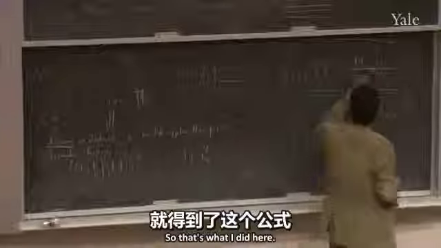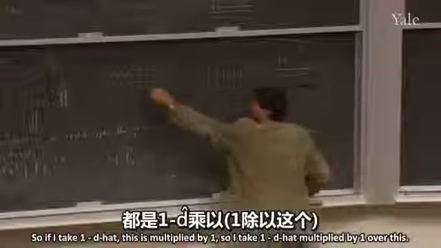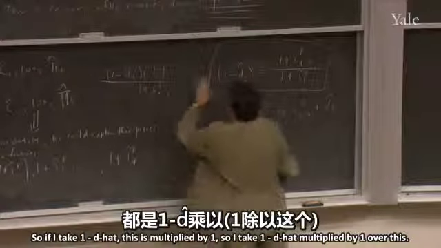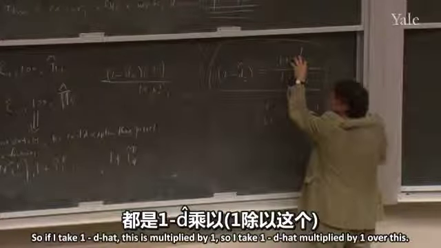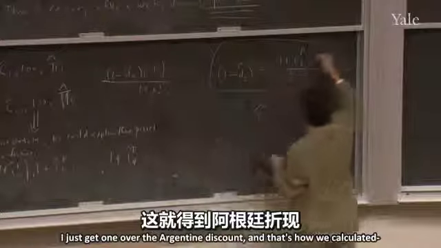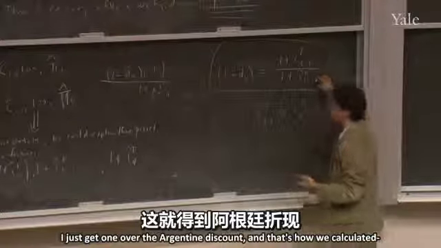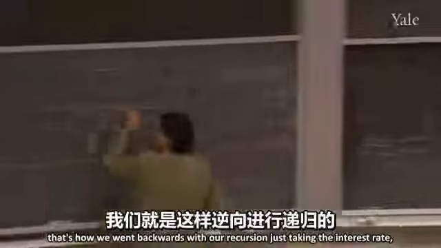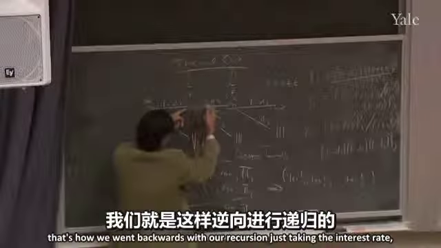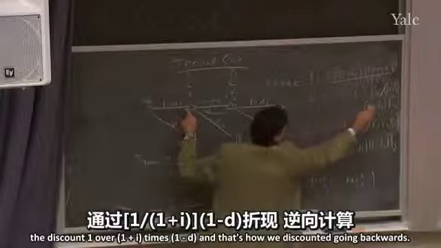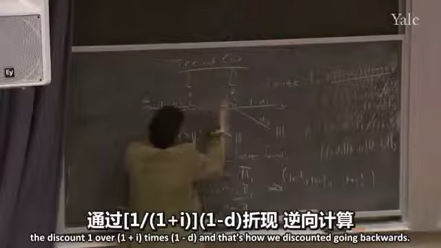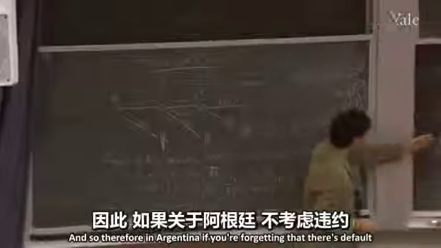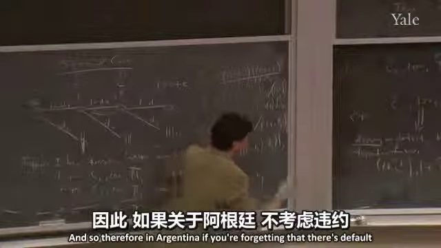Okay, so that's what I did here. So I take 1 minus d hat, multiplied by 1 over this. I just get 1 over the Argentine discount. And that's how we went backwards with our recursion: just taking the interest rate, the discount, 1 over 1 plus i, times 1 minus d, and that's how we discounted going backwards. And so therefore in Argentina, if you're forgetting that there's default and you're just thinking you have to discount at the right rate, you're getting this number.